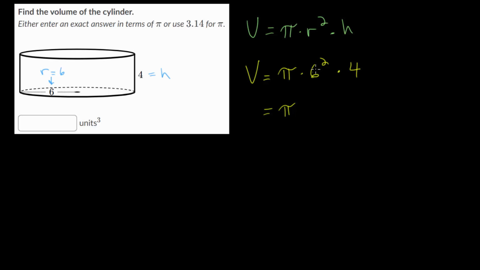Now, 6 squared, 6 times 6 is 36, and we have to multiply 36 by 4, and I'll put that in front. 36 multiplied by 4, we do 4 times 30, which is 120, 4 times 6, which is 24, 120 plus 24 is 144, and we multiply that by pi, and we can leave this as the exact answer. So the volume of this cylinder is 144 multiplied by pi.